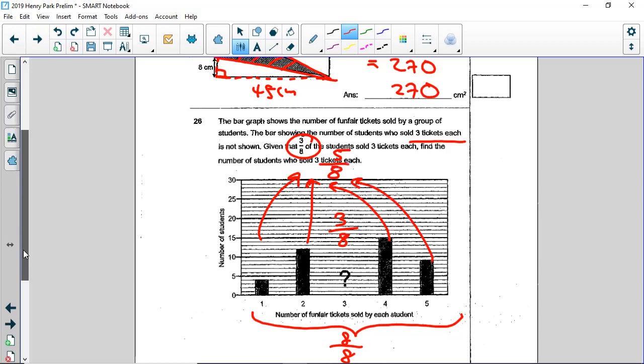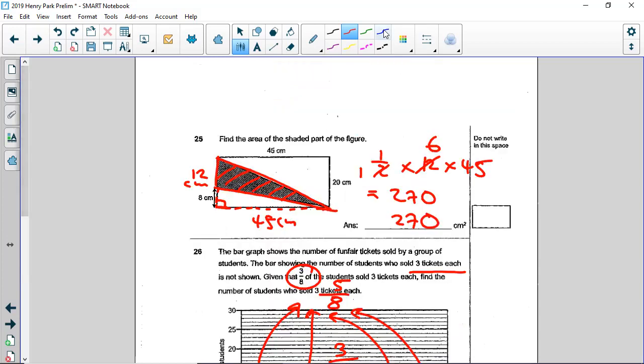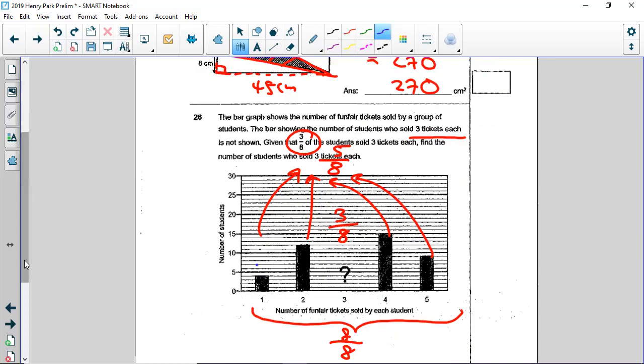That will be your 5 units. Okay, 5 units. So you need to put the numbers on the bars before you even start to answer. All right, let's put the numbers on the bars. 4 students sold 1 ticket. And then how many students sold 2 tickets? That will be 12. And then you have 15 students who sold 4 tickets. And then you have 9 students who sold 5 tickets. So add them all together. 4 plus 12 plus 15 plus 9, that is 40.